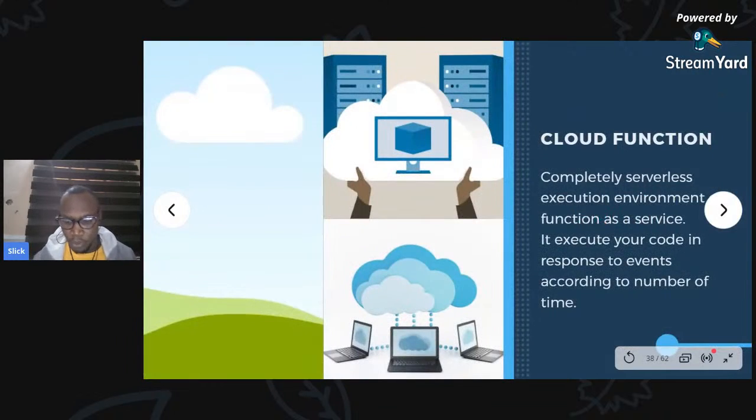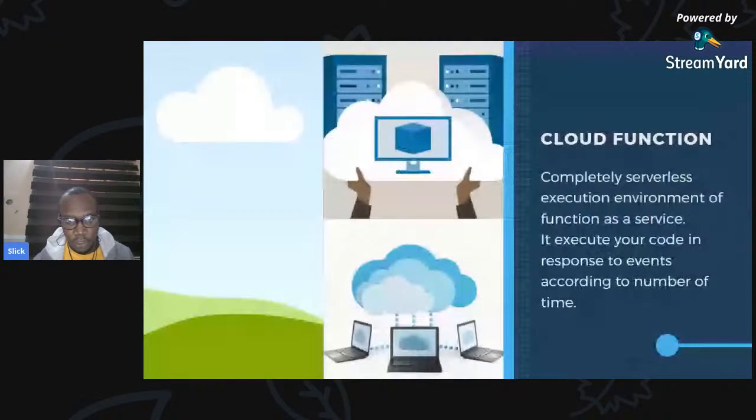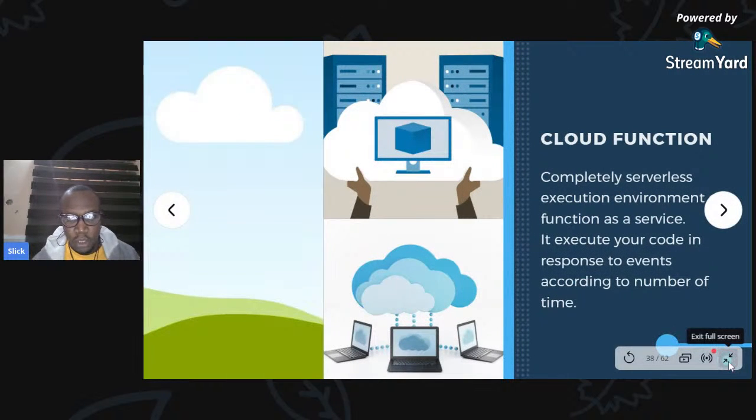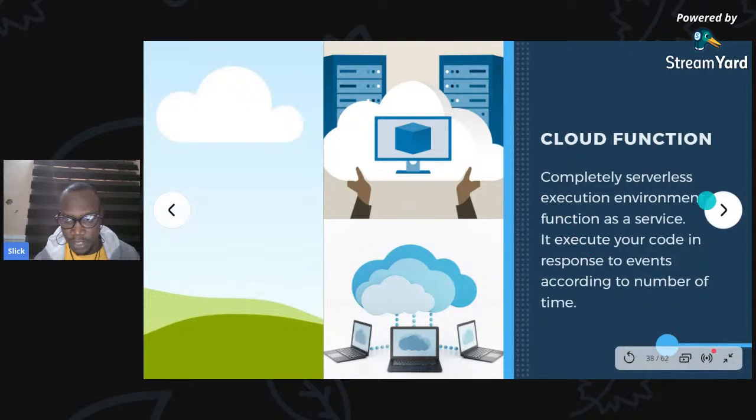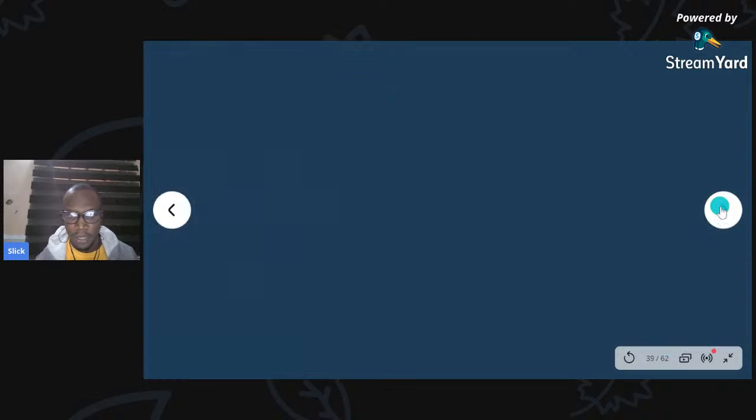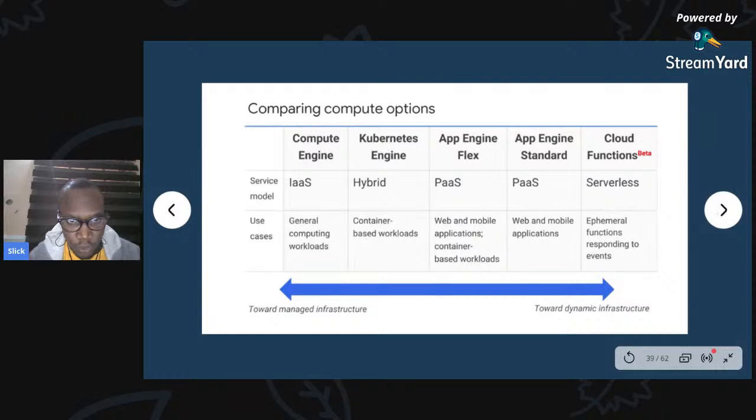So now we're going to talk about Cloud Functions. As I told you earlier, Cloud Functions is a completely serverless execution environment, or function as a service. You run your code as a function, and it executes your code in response to events. You are charged according to the number of times your function is triggered. So you have to understand Cloud Functions, and it's another amazing platform you can use as well.